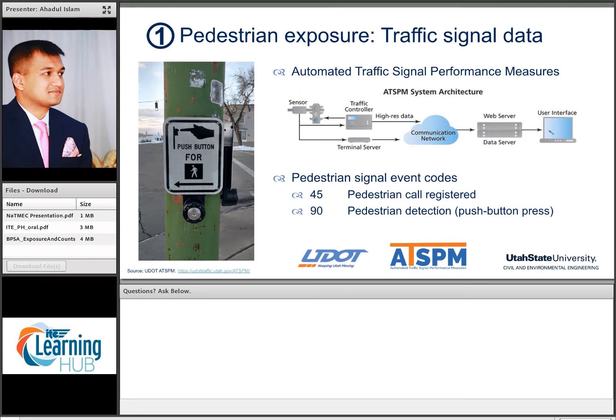As a measure of pedestrian exposure, we used pedestrian push-button data. This data collection effort was actually done as part of another research project. However, I can give an overview of that research.